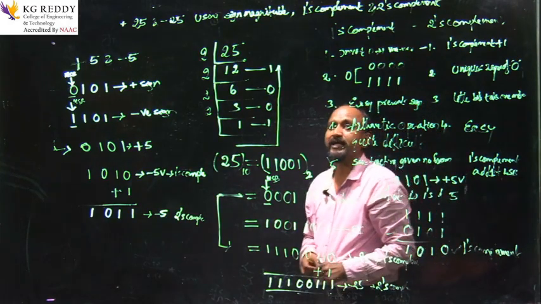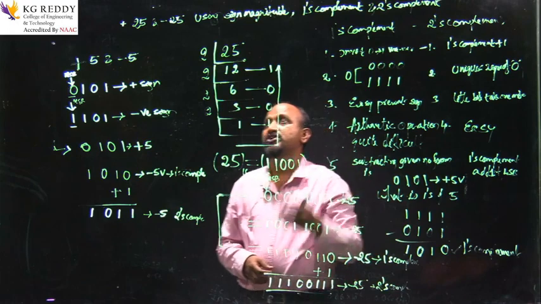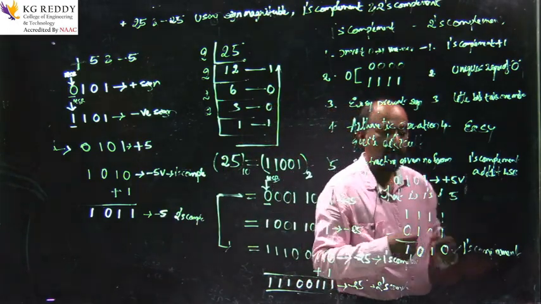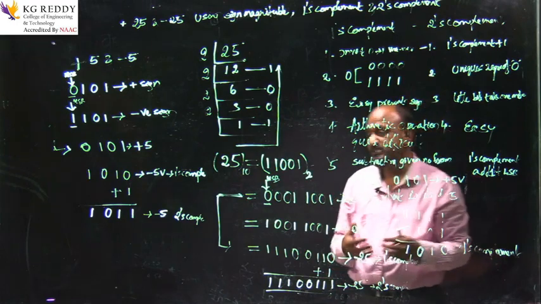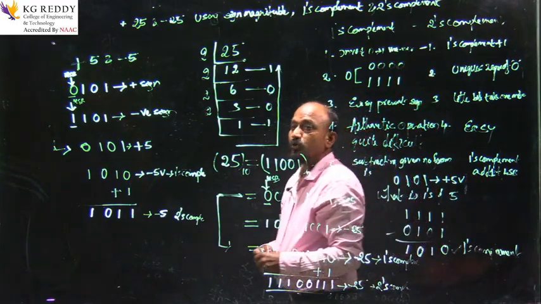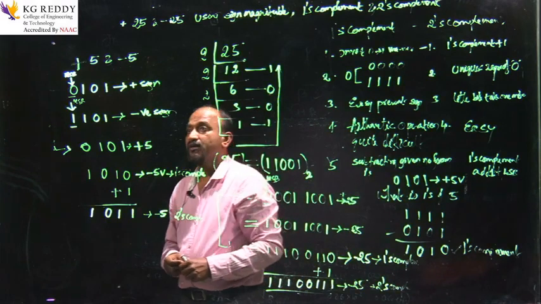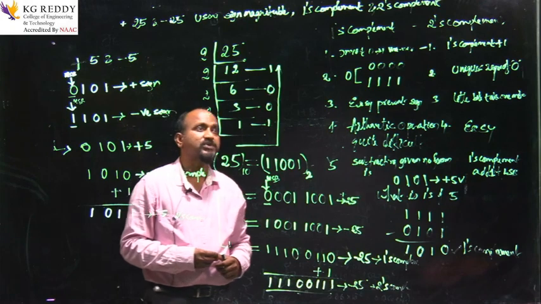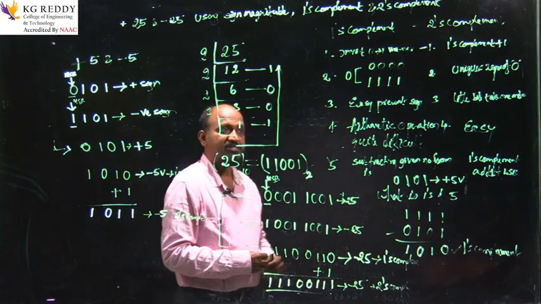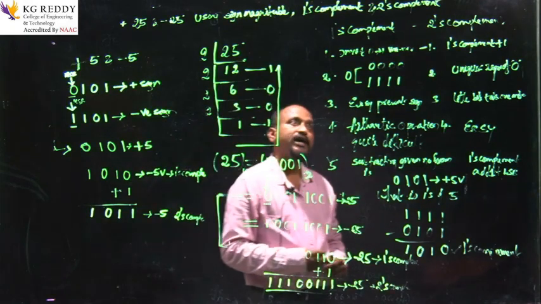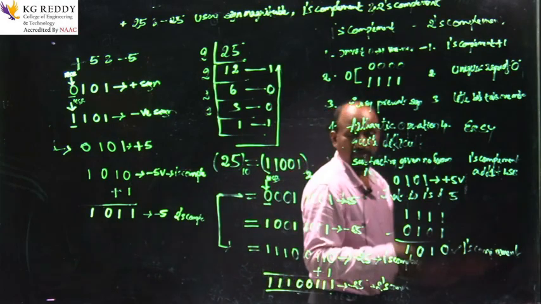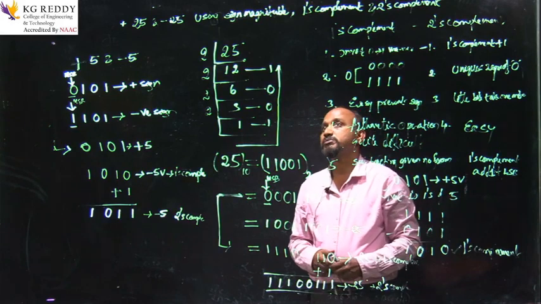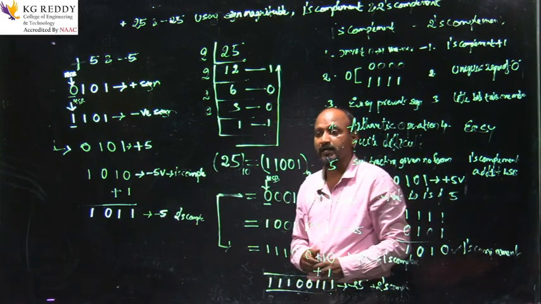We'll meet in the next class with the continuation: subtraction and addition of binary numbers using 1's complement and 2's complement. It is quite important, and we will discuss it in later classes. Be ready for that next topic, which also plays a major role in the binary number system.